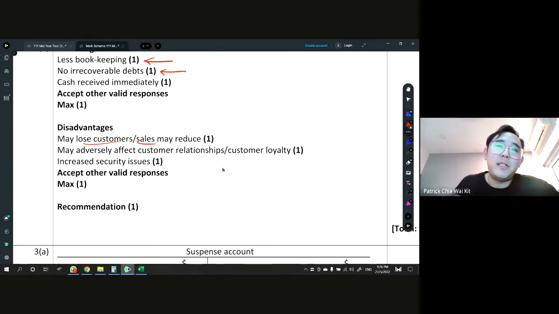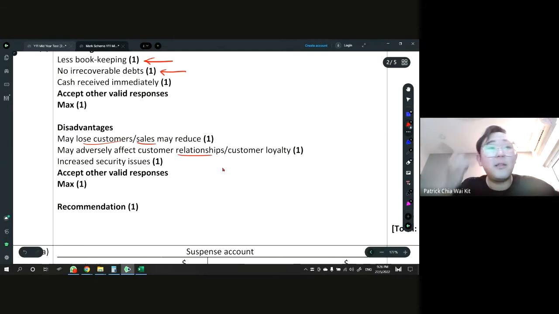People keep buying from a certain supplier because that person gives you credit, cash discount if you pay early, and offers that help you. That's where you can build a very long term buying and selling relationship with your customer or even with your supplier. So this is also a disadvantage. And then after that, increased security issue.